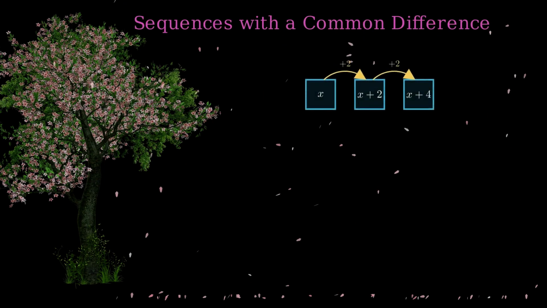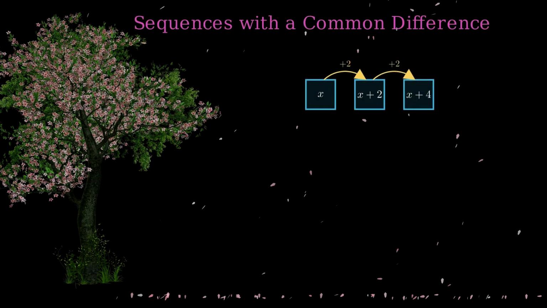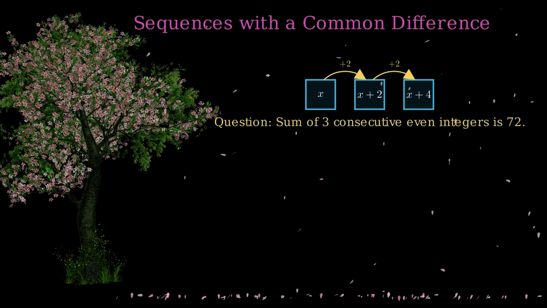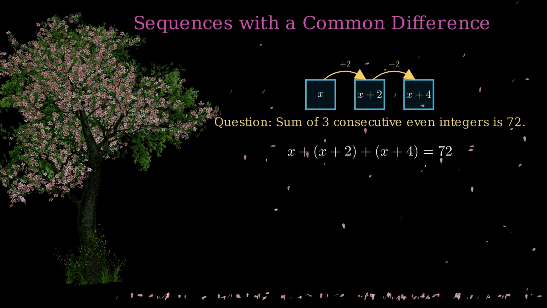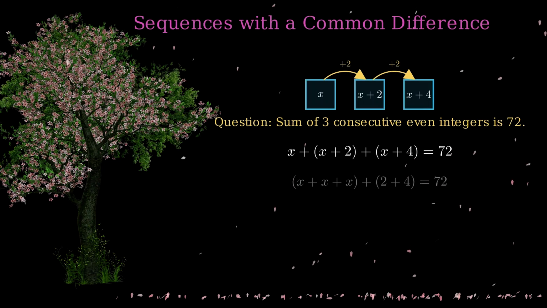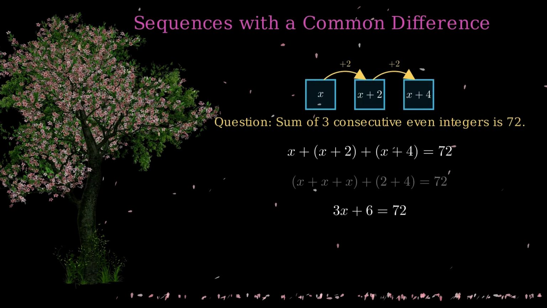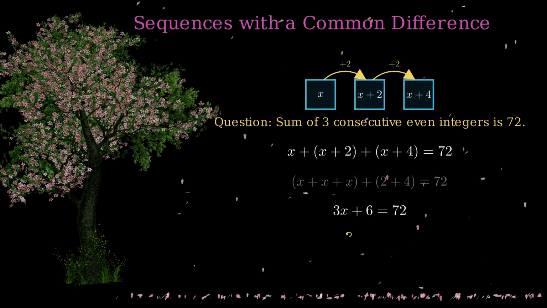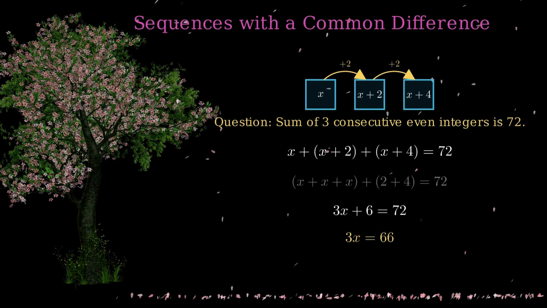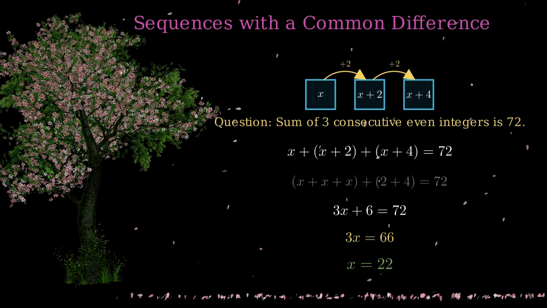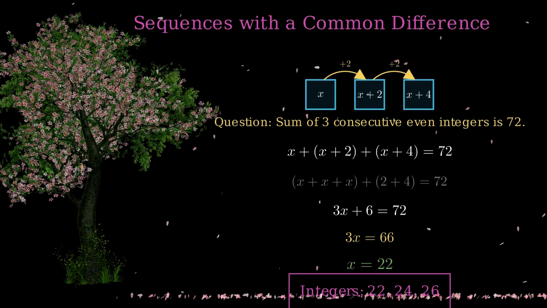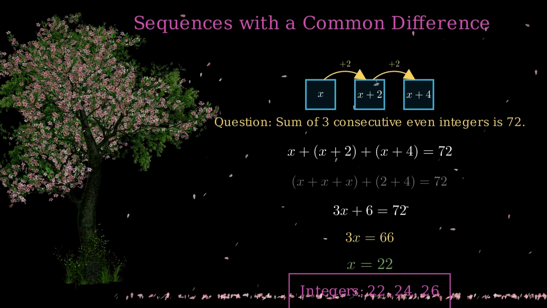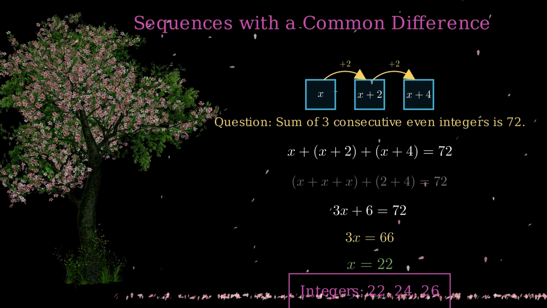Let's explore sequences with a common difference. Consecutive even integers always increase by a fixed amount of 2. Imagine we need to find 3 consecutive even integers whose sum is exactly 72. We can visually represent them as x, x plus 2, and x plus 4. Adding them together gives the equation x plus (x plus 2) plus (x plus 4) equals 72.